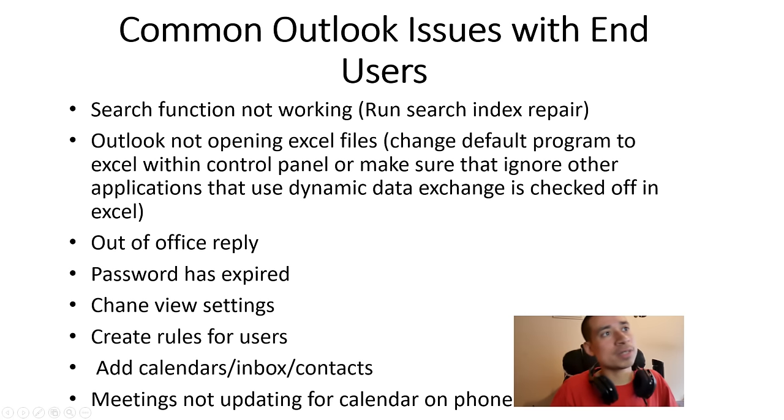Outlook not opening Excel files. Maybe change the default files to Excel. Some silly things like, oh, I need to make an out of office reply. I know how to do that. Maybe passwords expire. Change view settings, create a rule for Outlook, add calendars, inbox, and contacts. Maybe they want access to a specific calendar or a specific contact. You go into the calendar, you right-click on the calendar, hit properties, go to the security groups, give them editor rights, full rights, read only, whatever access they need, you know, get approval for it.